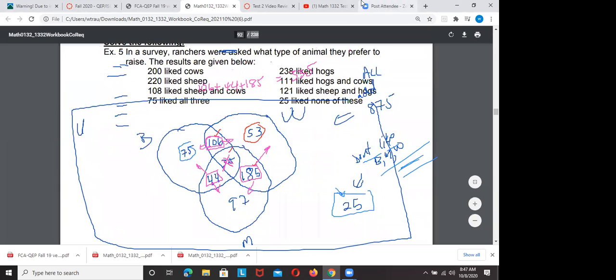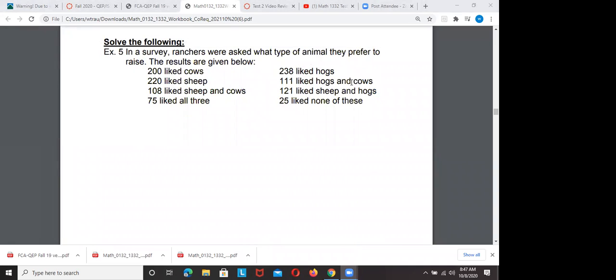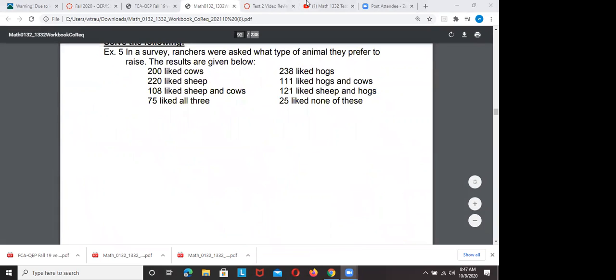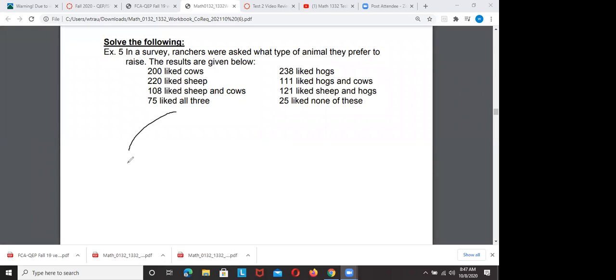All right, so we're going to try this again. In a survey, a rancher asked how many types of animals do you prefer? We have cows, sheep, and hogs. So we're going to have 3 circles, and we're going to try to make these 3 circles as big as possible. There should be some kind of Venn diagram I can put up here.